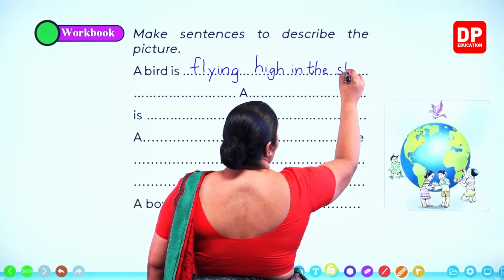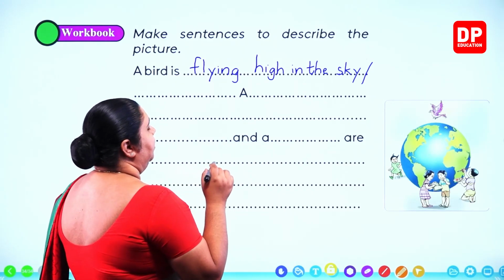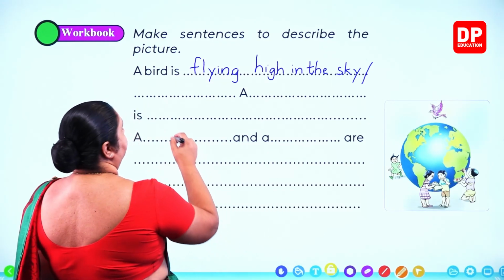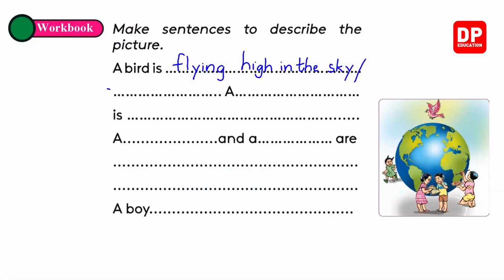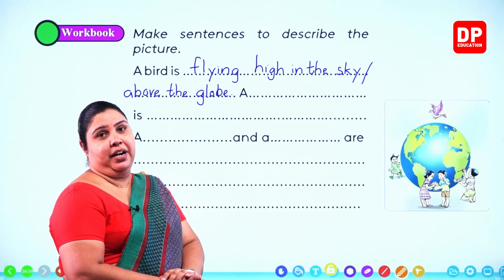Or you can say a bird is flying above the earth. A bird is flying above the globe. Full stop. Right. Now we are moving on to the second one.